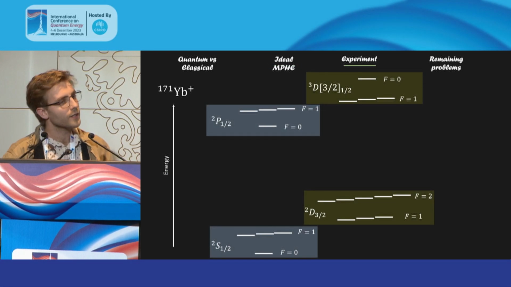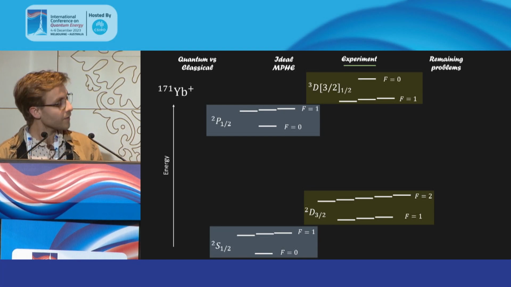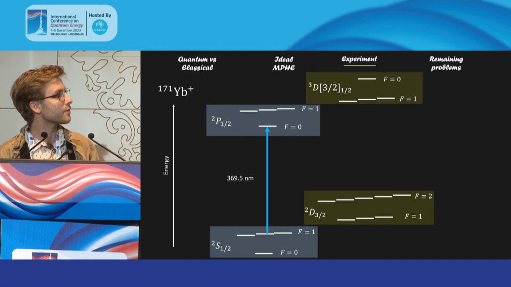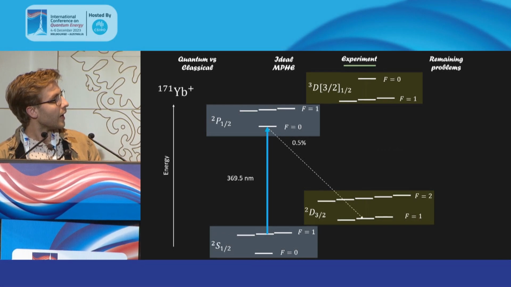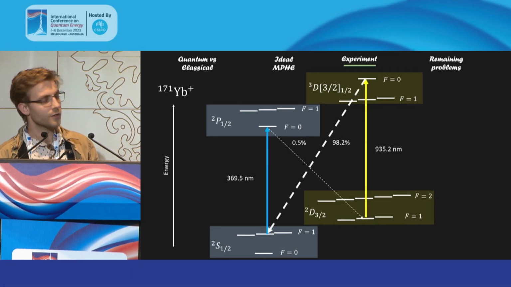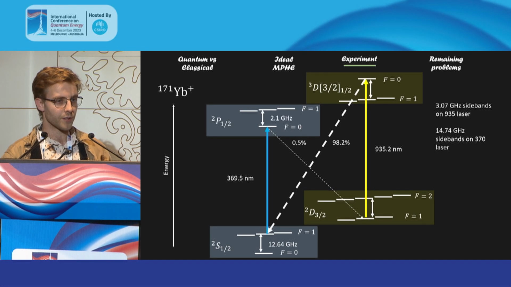How we're doing this experimentally is using a ytterbium-171 ion. So this is its overall energy level structure. This is our main cooling transition, the 370 nanometer transition. There's some leakage into the D states, which we really quickly repump back into the cooling transitions using a 935 laser. And we also have control over all the sidebands for the hyperfine splitting.